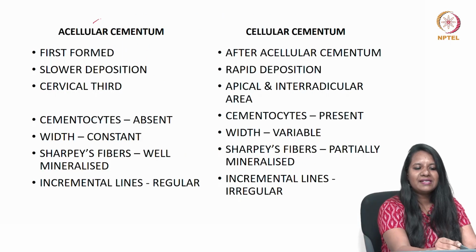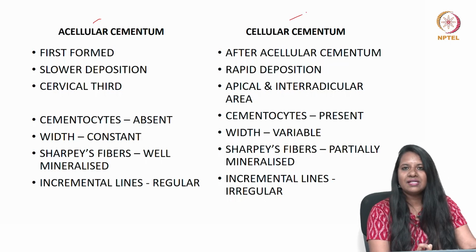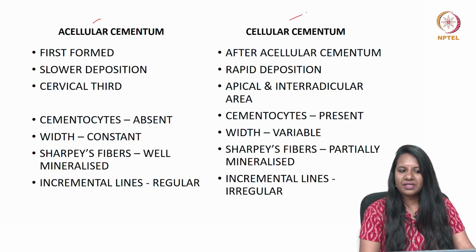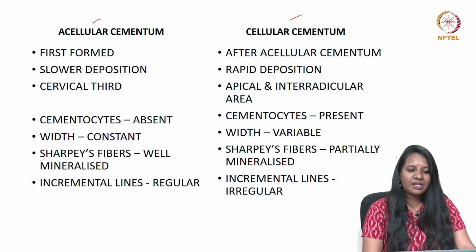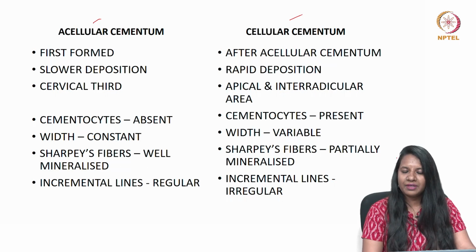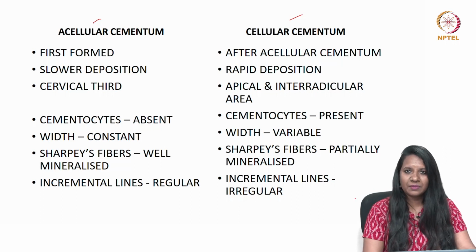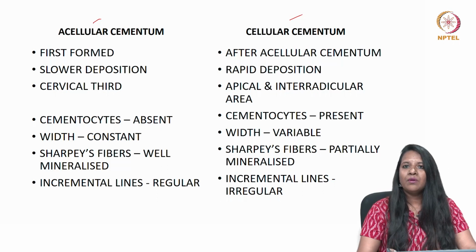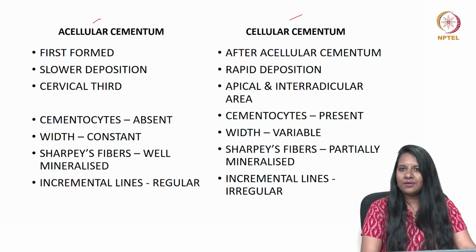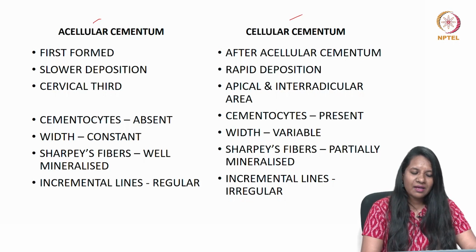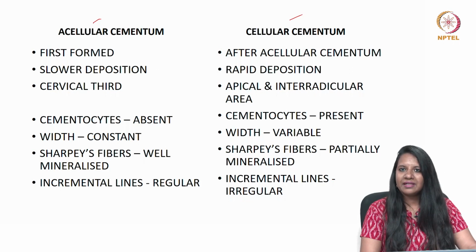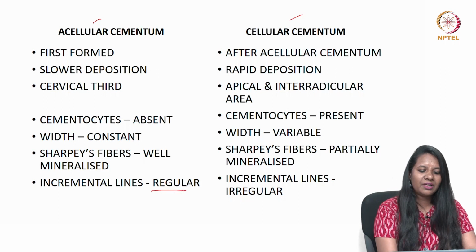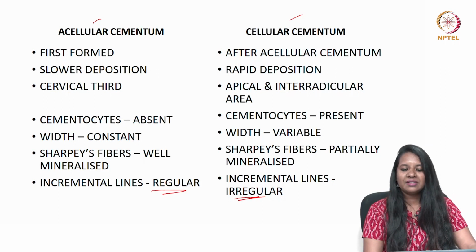So, the differences between acellular and cellular cementum: acellular cementum is first formed, whereas cellular cementum is formed after acellular cementum. The deposition rate is very slow in acellular cementum when compared to cellular cementum, where the deposition rate is really high. That is why the cementoblasts get entrapped within it, and there will be more cementocytes seen in the cellular cementum, whereas there are no cementocytes seen in the acellular cementum. Since there is slower deposition, the incremental lines in the acellular cementum are very regular, whereas in cellular cementum they are irregular.